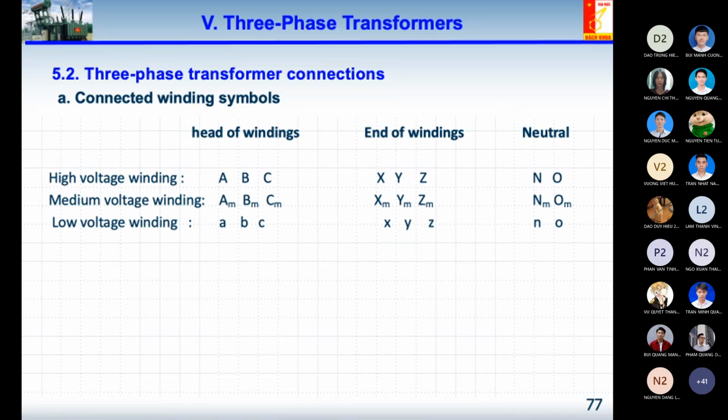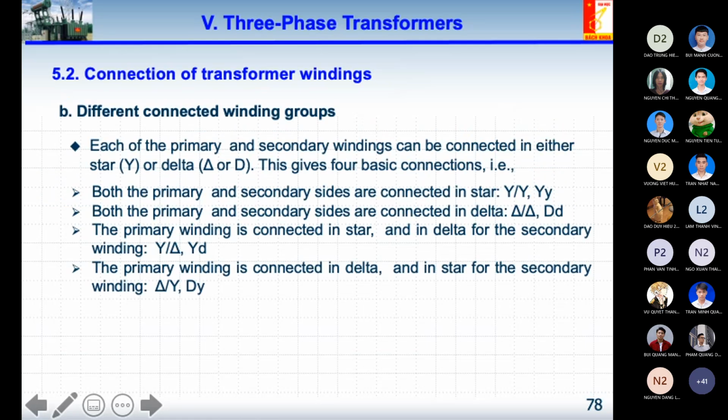Of course, each winding of the transformer, we can connect in delta or in star. Okay, for tonight, I would like to show you the way of connecting for different connected windings. And the first, as I said before, the primary winding can be connected in delta or in star. And for that we get the four basic connections.